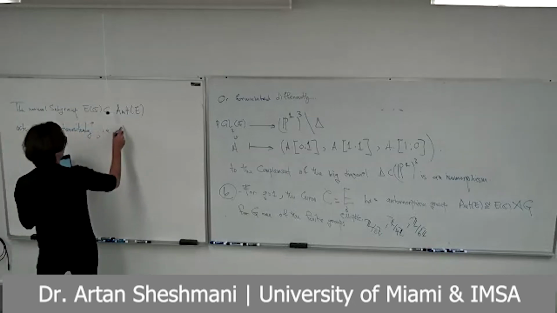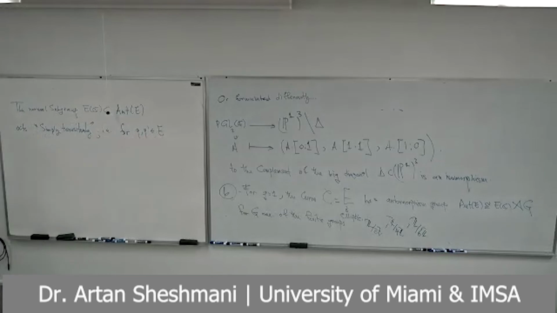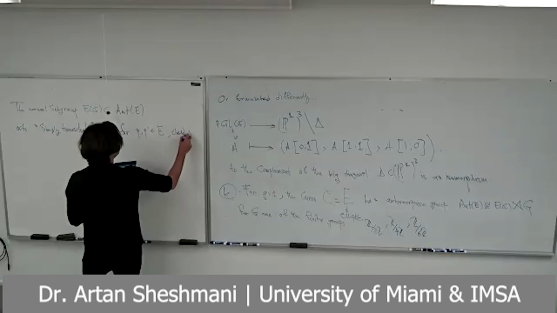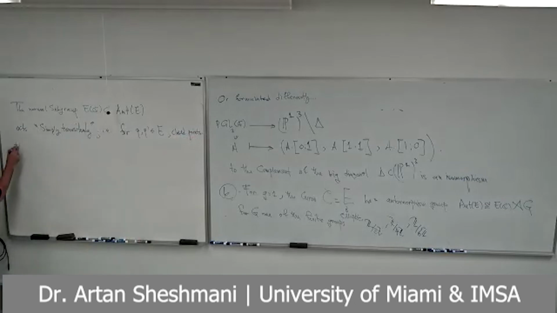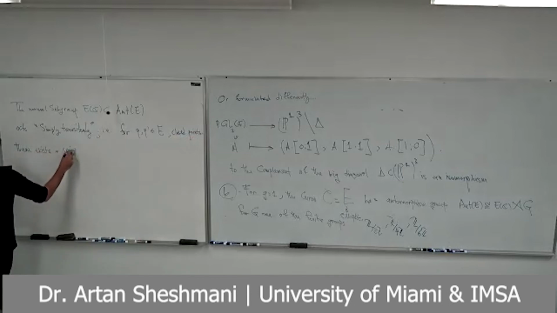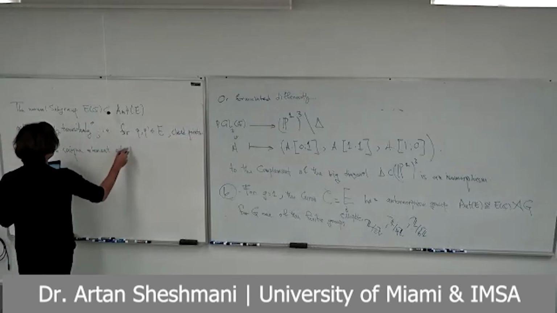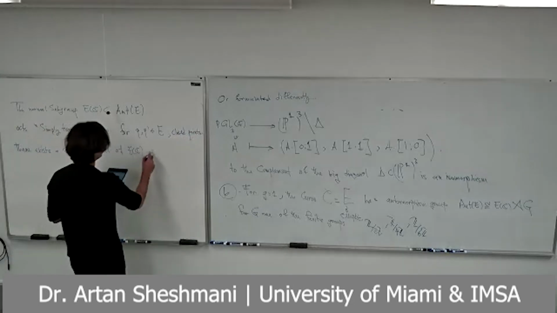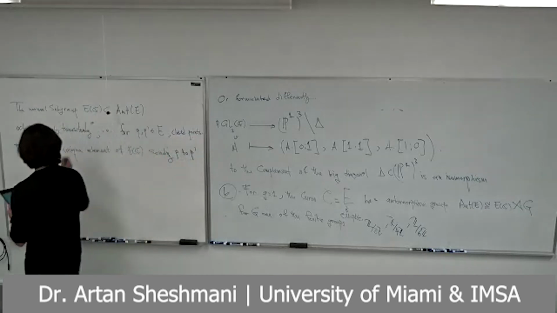i.e. that is, for two points P and P prime in the elliptic curve E, closed points. If I pick two closed points of E, then there exists a unique element of this normal group E of C sending P to P prime, simply transitively.